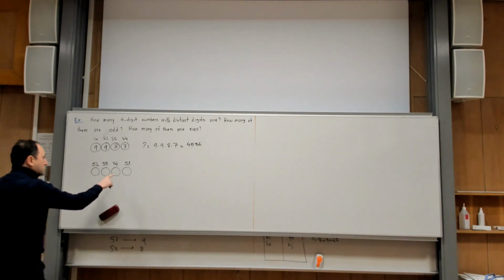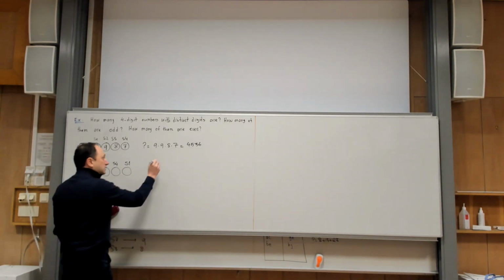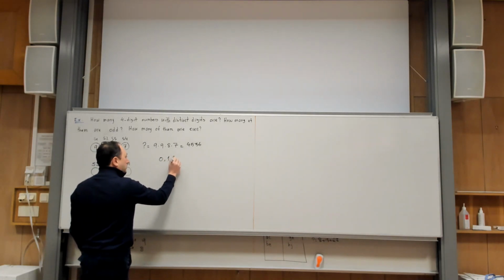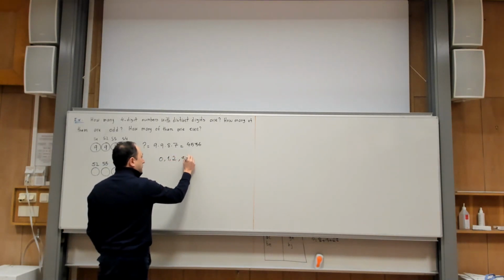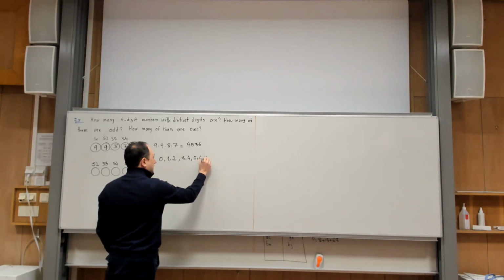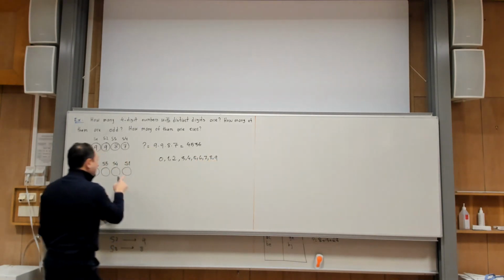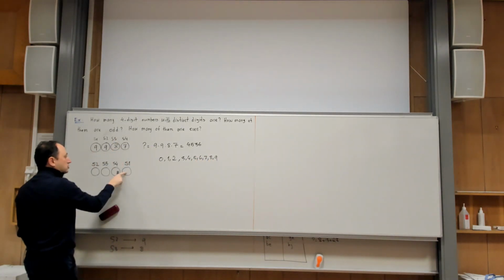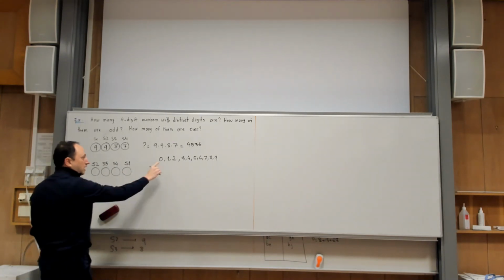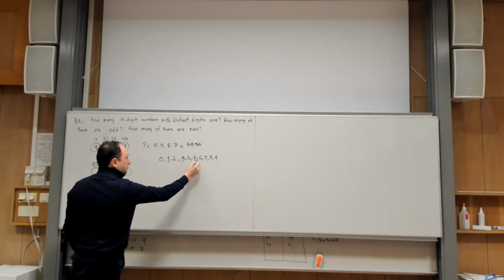Okay, now can you tell me how many options are available here? So let me write the digits in front of you: 0, 1, 2, 3, 4, 5, 6, 7, 8, 9. For this one, I want to have an odd number, so it is clear that I have to choose an odd number here. What is that? I have 5 options: 1, 3, 5, 7, and 9.